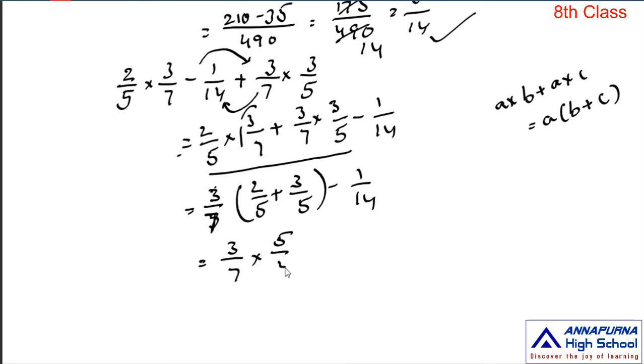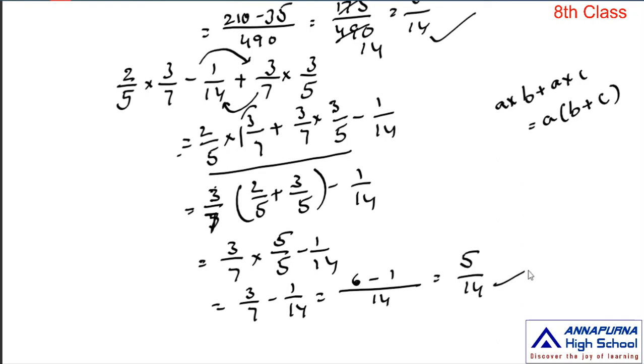So 2 by 5 plus 3 by 5 is equal to 5 by 5, minus 1 by 14. 5 by 5 is equal to 1. 1 into 3 by 7 is 3 by 7. So 3 by 7 minus 1 by 14. So it is equal to 14 is the LCM and the numerator is 6 minus 1. It is equal to 5 by 14. This is your answer. How easy it is!